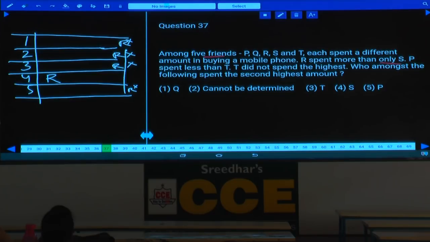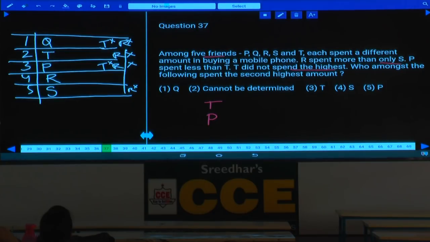If R is here, R spent more than only 1 person, that is S must be at the fifth place, and P spent lesser than T. T did not spend the highest, so T cannot be at the first place, and T cannot be at the third place, isn't it? What is the only place left for T? T must be at the second place. If T is here, P will be here. If P is here, then Q will be here.